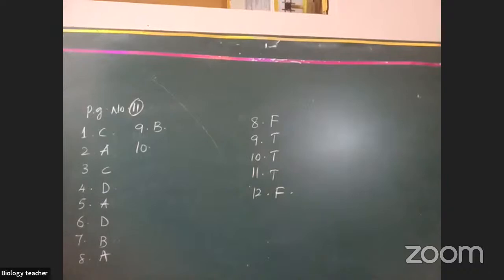10th one. Cell theory was given by Schleiden and Schwann.